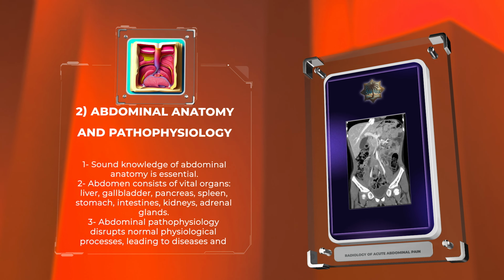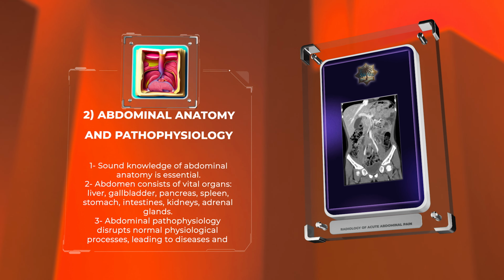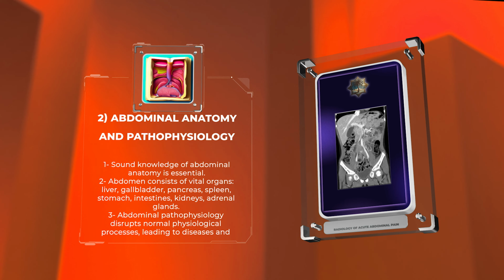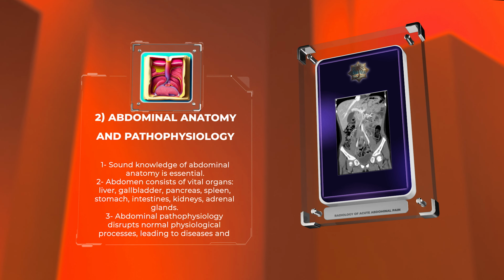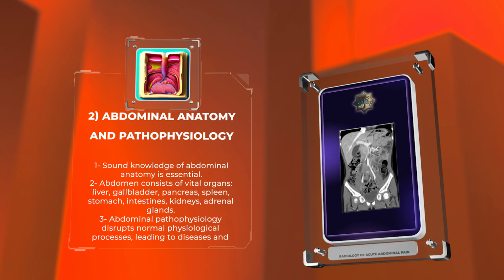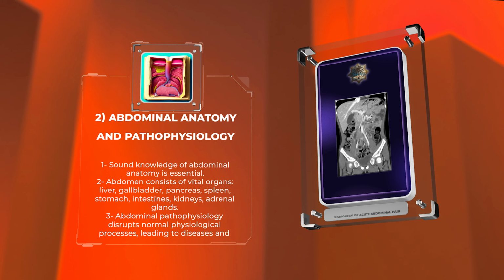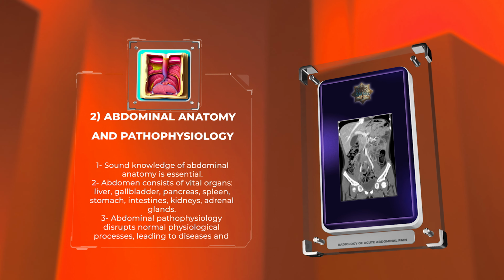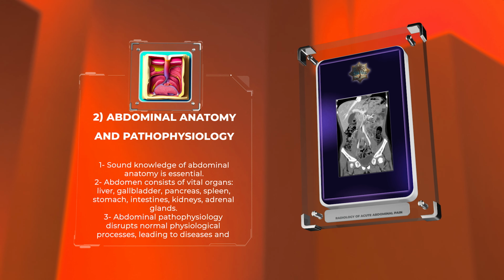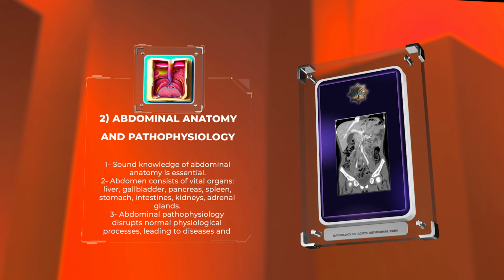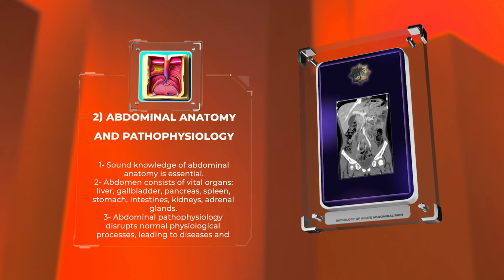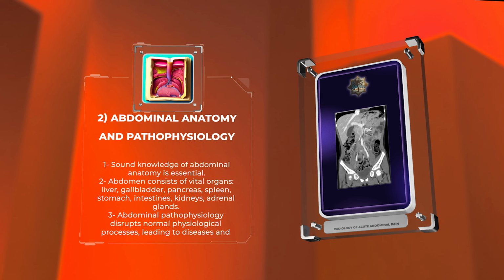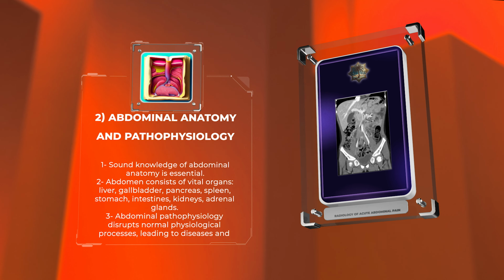The abdomen consists of several vital organs, including the liver, gallbladder, pancreas, spleen, stomach, intestines, kidneys, and adrenal glands. Each organ has a unique anatomical location and serves specific functions in the body. Abdominal pathophysiology involves the disruption of normal physiological processes, leading to various diseases and disorders. These pathologies can result from inflammation, infection, neoplasms, ischemia, trauma, or congenital anomalies.